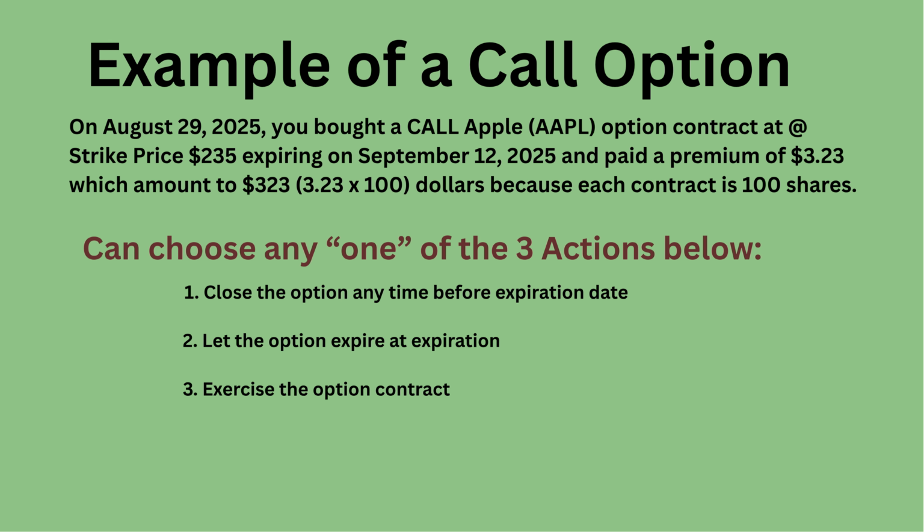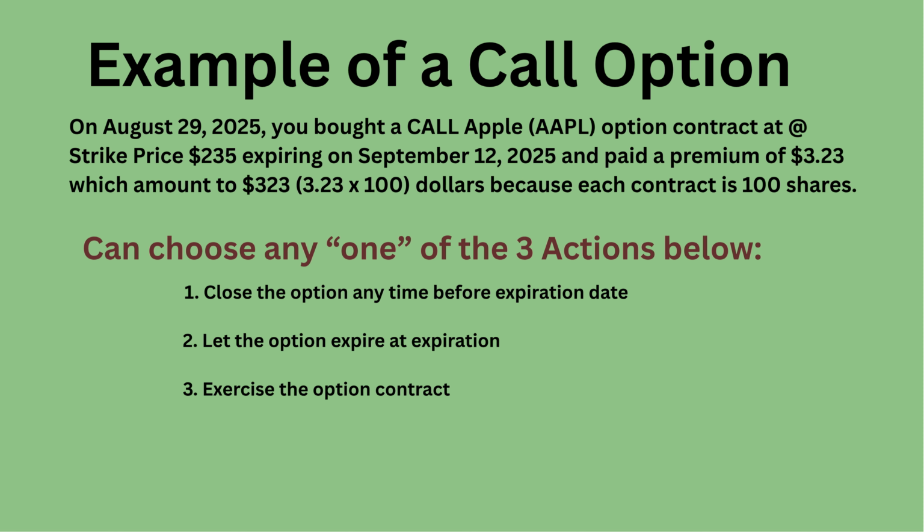Let's take a look at a call option example. On August 29, 2025, you decided to buy an Apple call option contract at the strike price of $235 with the expiration date expiring on September 12, 2025, and pay a premium of $3.23, which amounts to $323 because each contract is equal to 100 shares.